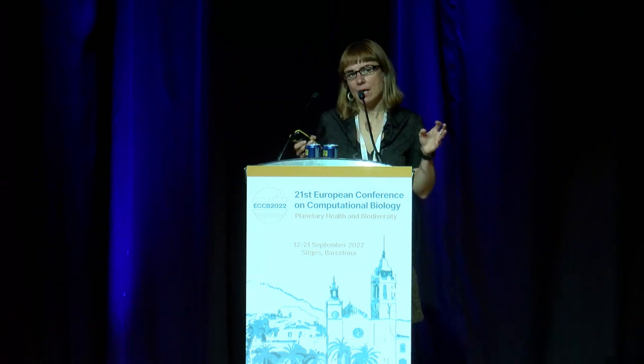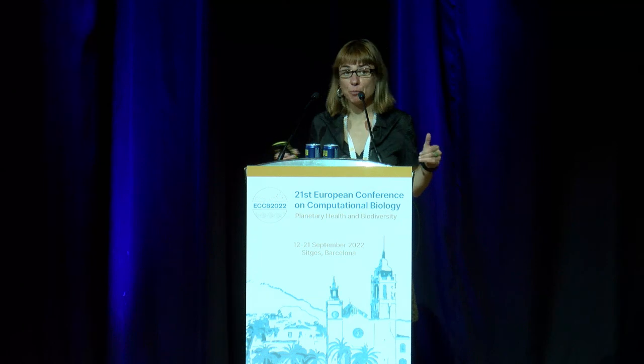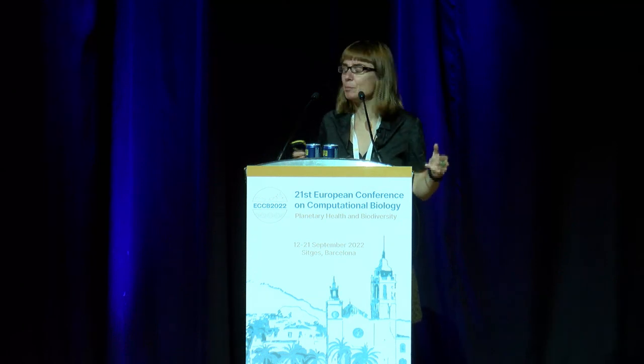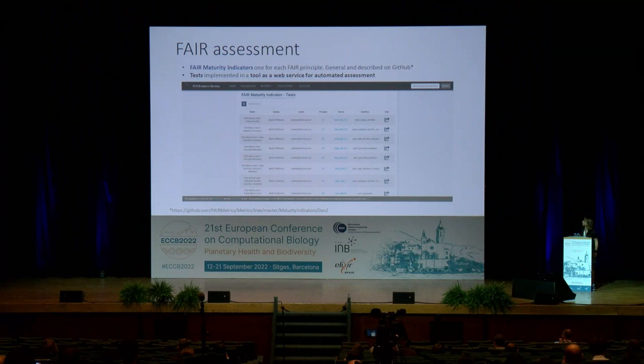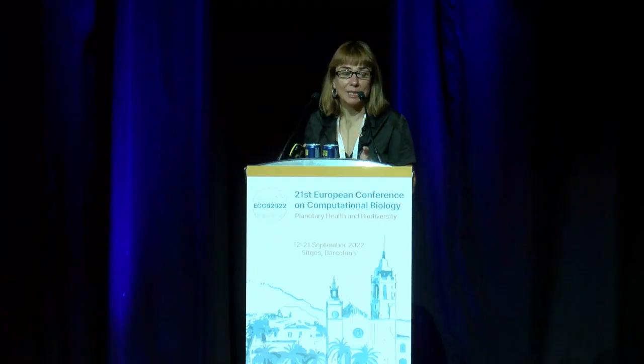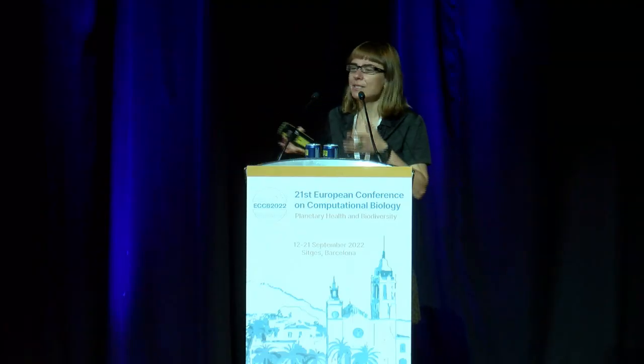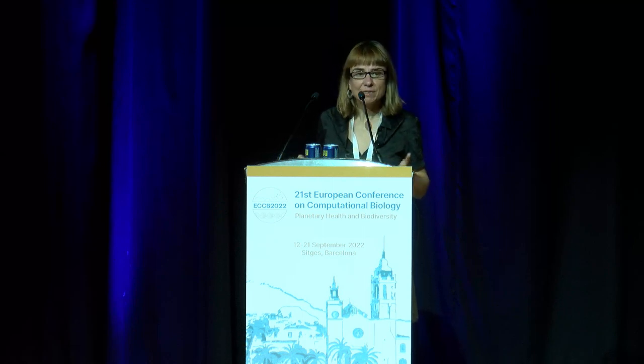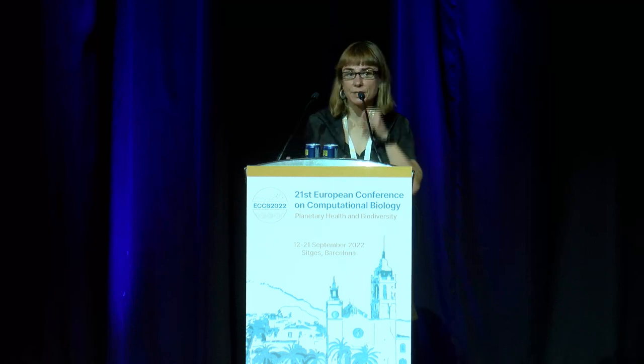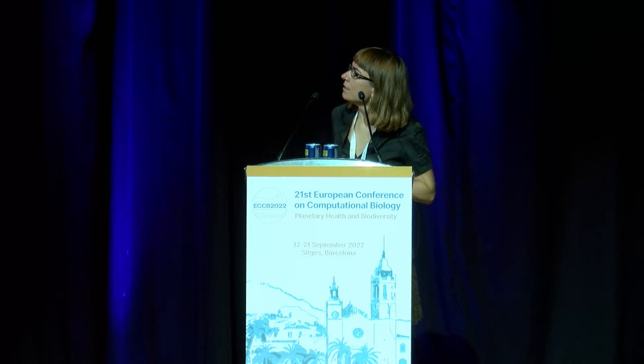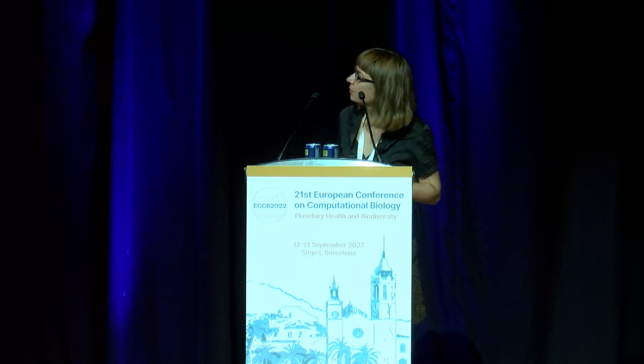Currently, we have a metric for every FAIR principle, every one of the 15 principles, and they are universal and described openly on GitHub. And also importantly, there are tools. The way to do assessment can be manual, can be semi-automatic, and can be automatic. Automatic is more machine-focused and is more objective and systematic, and we already have some tools developed by the community and offered as a web service for this automatic assessment.